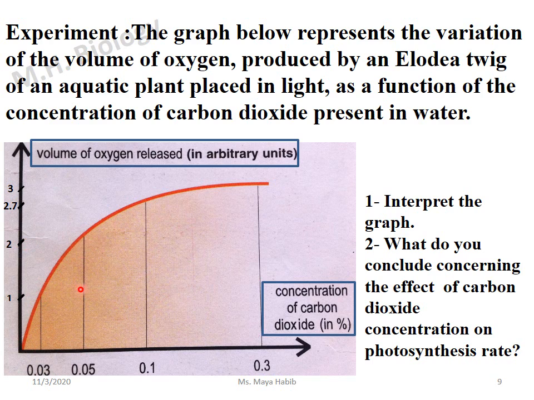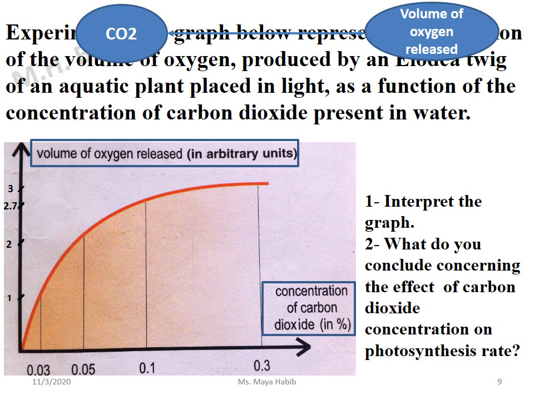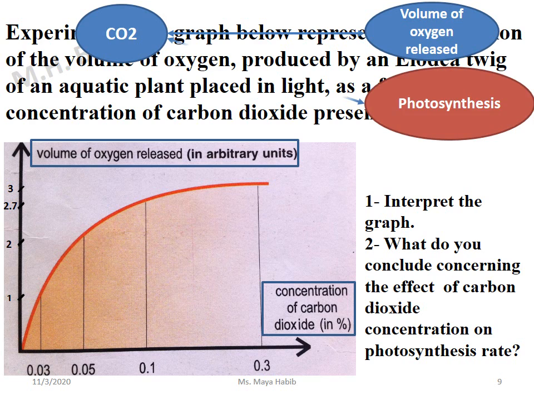The results are represented in the form of a curve, and we need to interpret the results, that is to find the relation between carbon dioxide concentration and the release of oxygen. Moreover, we have to conclude the effect of carbon dioxide concentration on photosynthesis rate. But before answering, we should think about certain points.